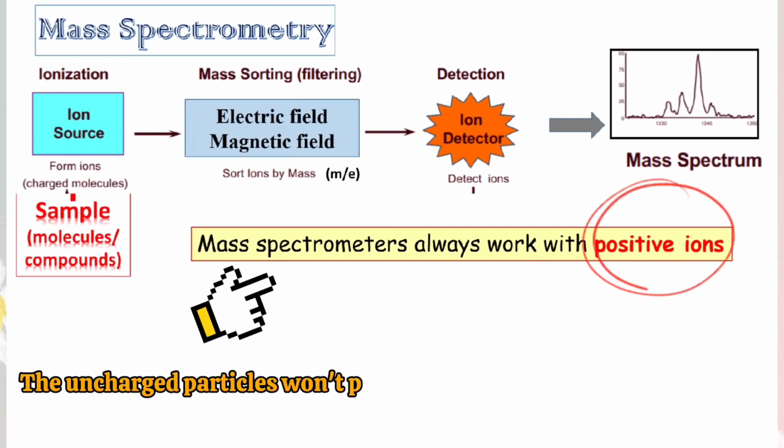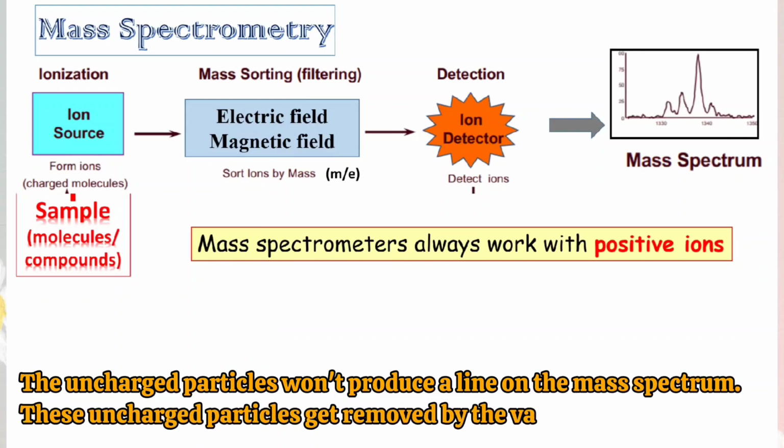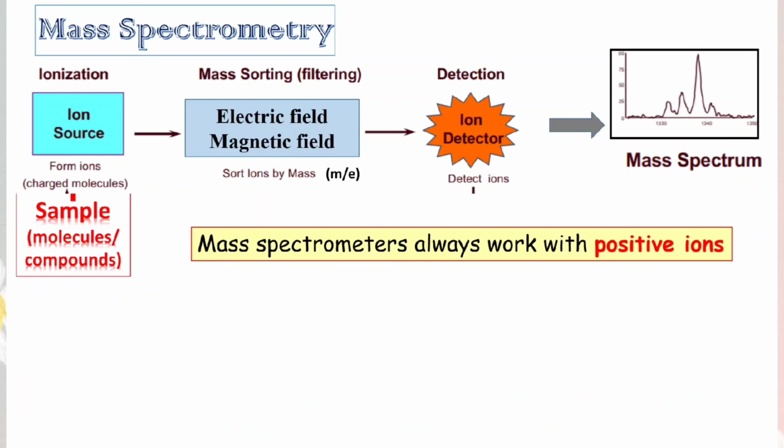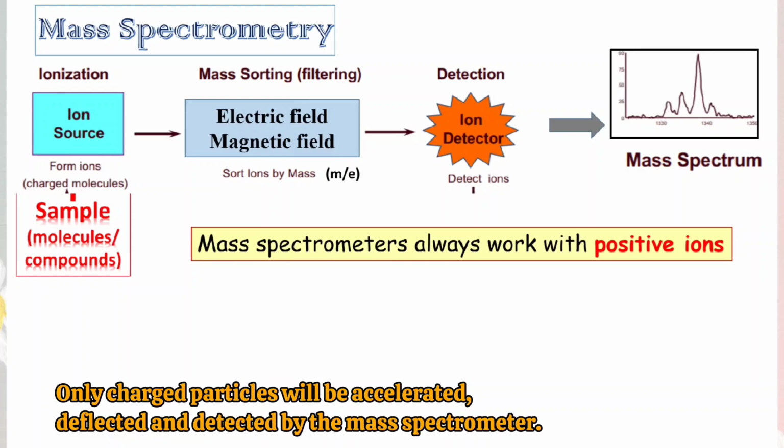The uncharged particle won't produce a line on the mass spectrum. These uncharged particles get removed by the vacuum pump. Only charged particles will be isolated, deflected, and detected by the mass spectrometer.